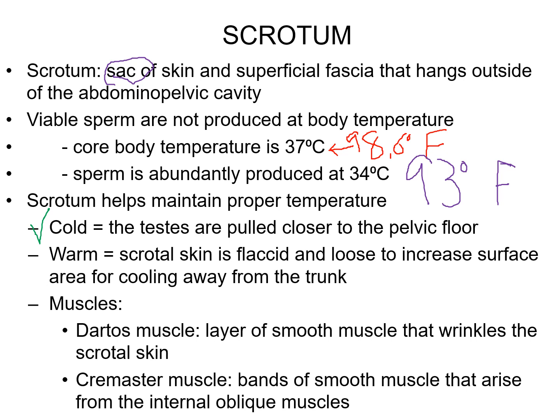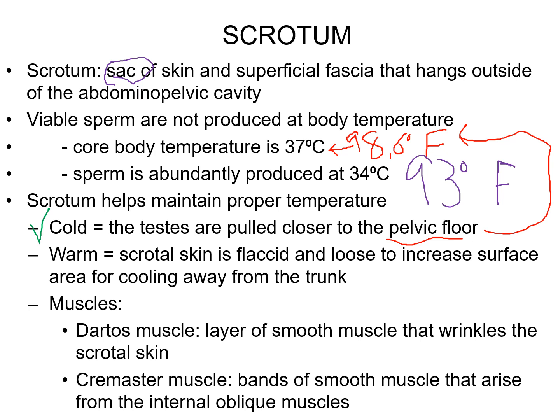So what the scrotum actually helps do is it pulls the testes closer to the pelvic floor, closer to that 98.6 degrees. So if it's really cold out, the scrotum kind of constricts and wrinkles, and we'll pull it closer to that pelvic floor to warm it up. So we can still make sperm in the winter.